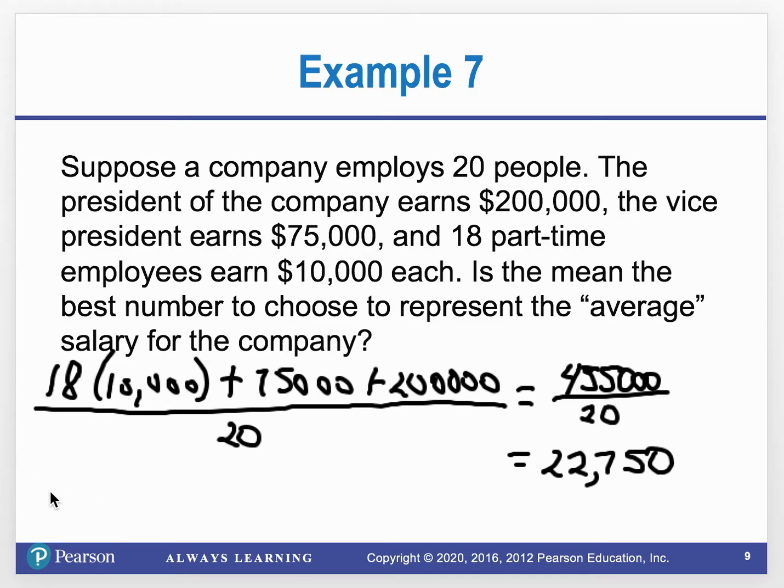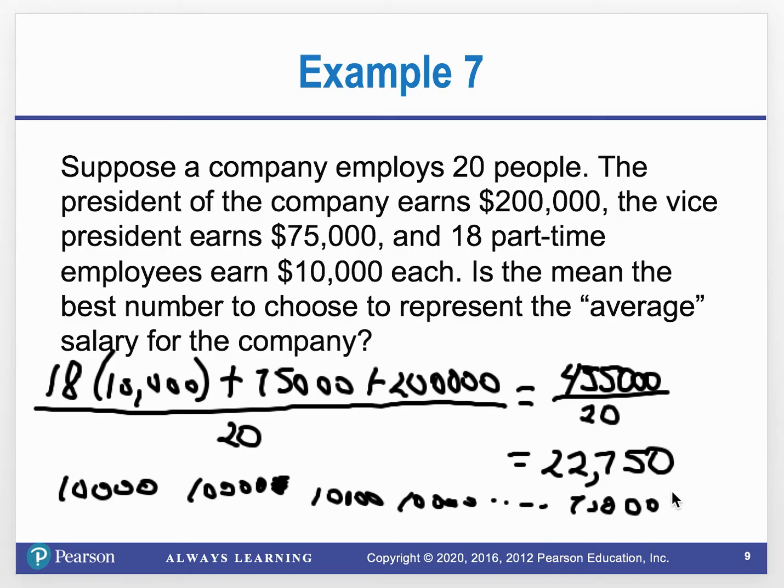Notice if we had this spread out, we would have 18 10,000s, right? So let's just say we had 10,000, and we had 18 of them, that's 180,000. Okay, if we had 18 of them, and then we had a 75,000 and a 200,000, the median is going to be 10,000. Even if I added another value over here or over here, right, it's still going to be 10,000, which is more representative of what an average salary for this company would be.